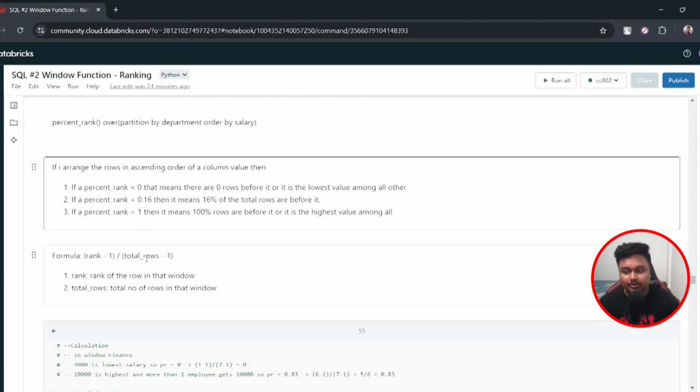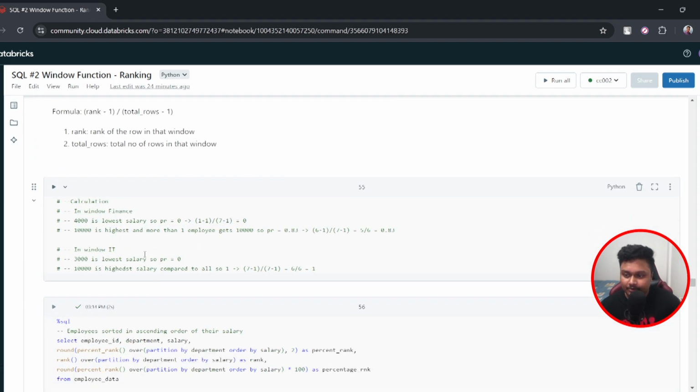And there is a formula for calculating percent rank. So it totally depends on the rank function's value. Formula is (rank minus 1) divided by (total rows minus 1), where rank is the rank of the rows in that window and total rows is the total number of rows in that window. So let me show you the calculation.